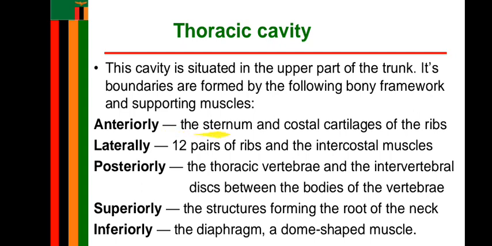Okay, so anteriorly we have the sternum. On the thorax, when you look at the anterior aspect, that's the ventral, we have the sternum and the costal cartilage of the ribs. Then on the lateral side, we have the 12 pairs of ribs and the intercostal muscles. Then posteriorly, or rather dorsal, we have the thoracic vertebrae and the intervertebral discs between the bodies of the vertebrae. Then superiorly, we have structures forming the roots of the neck. Then inferiorly, we have the diaphragm, a dome-shaped muscle. Okay.